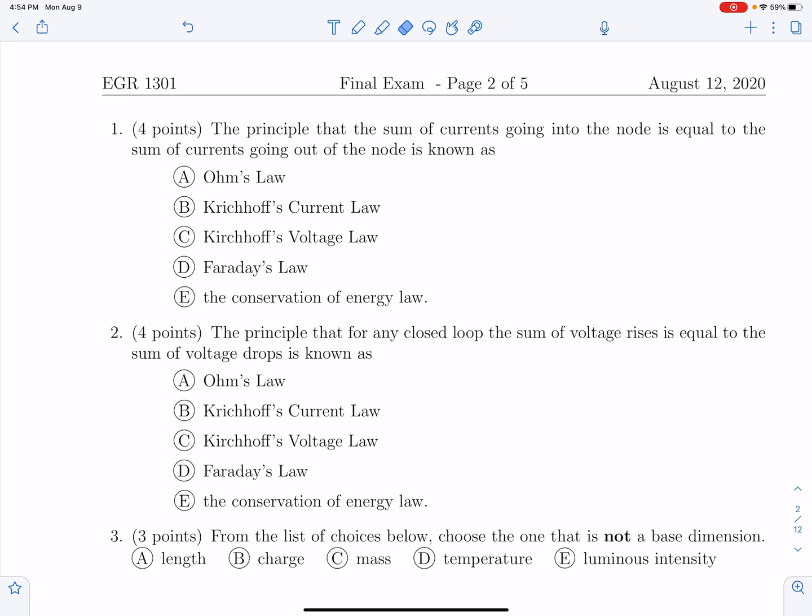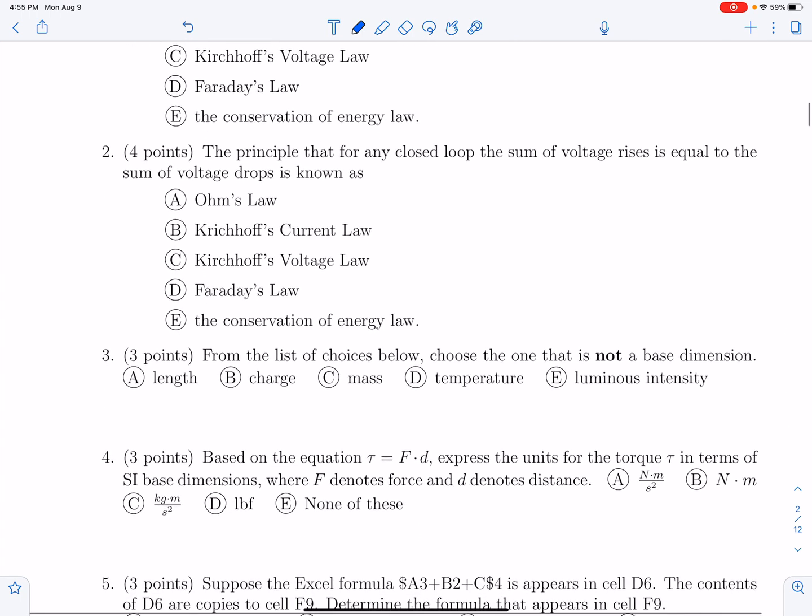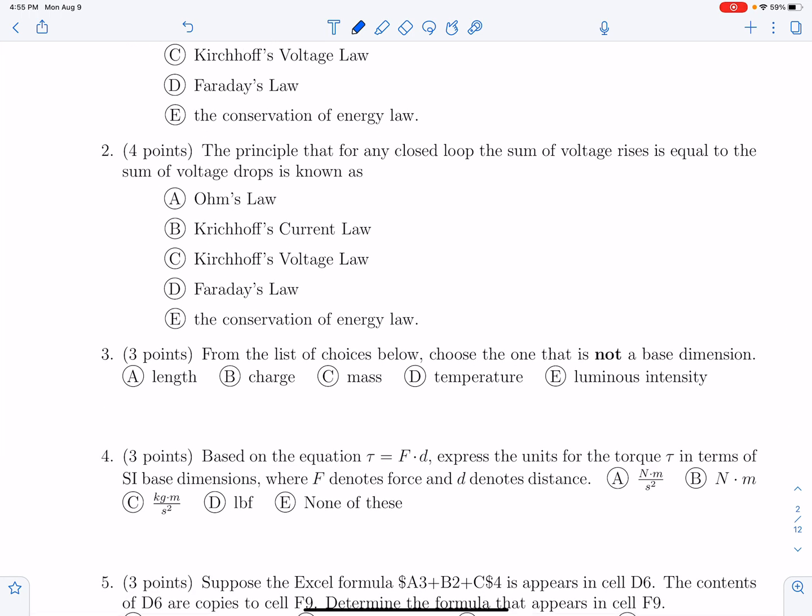All right, so the first one, we're talking about the principle of sum of currents going into the node is equal to the sum of currents going out of the node. This is Kirchhoff's current law. Okay, that one's pretty easy. The principle that for any closed loop, the sum of voltage rises is equal to the sum of voltage drops is Kirchhoff's voltage law.